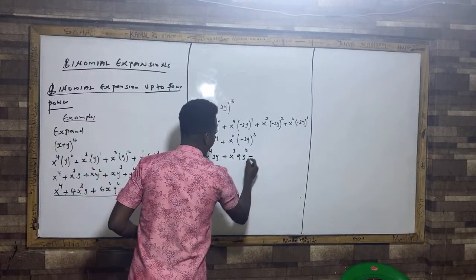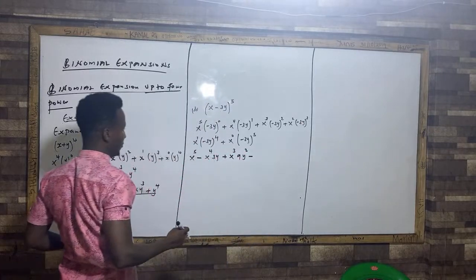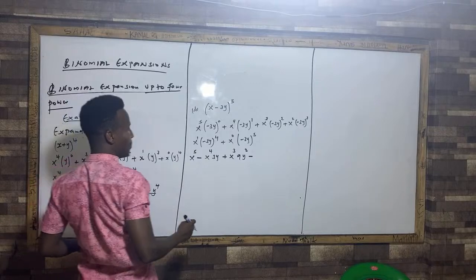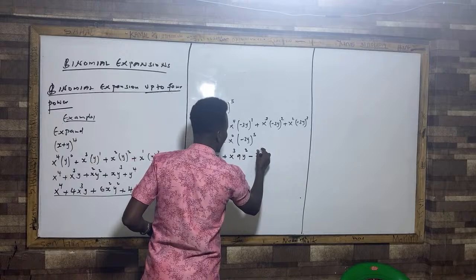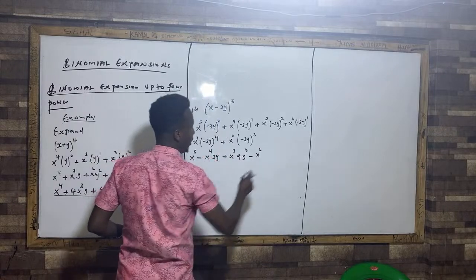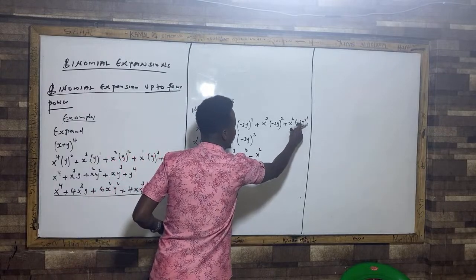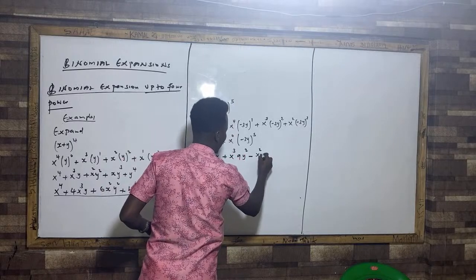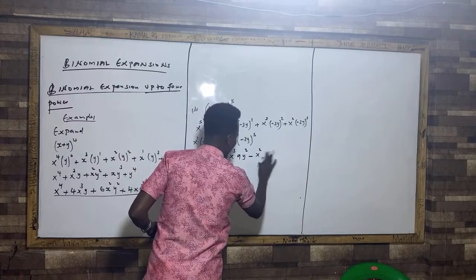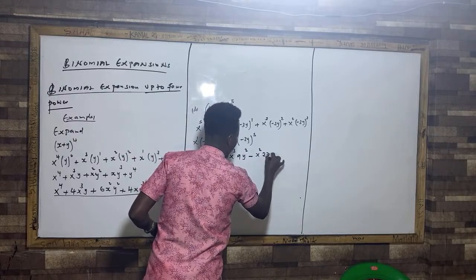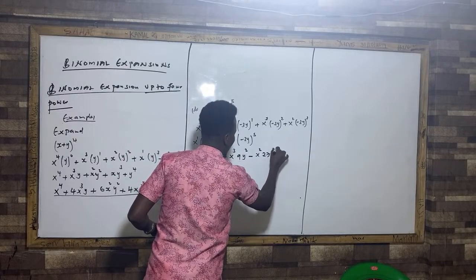Then here I write minus y. My power is negative. Please understand this thing. My power is what? Negative. So I will say x squared. What is the cube of 3? That is 27. 27, yeah? Just understand. The cube of 3 is what? 27. Then y cube, okay?